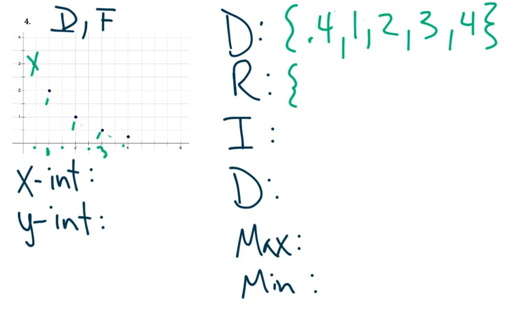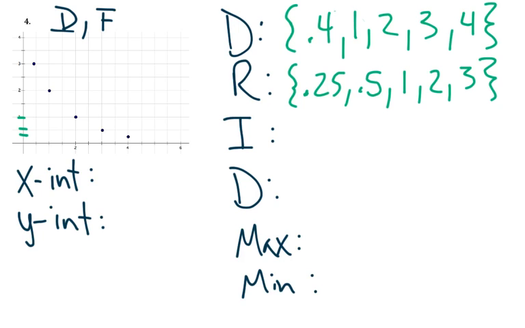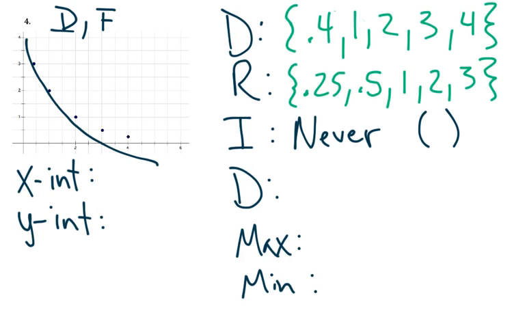Now our range. So once again, we're counting by 0.5s. So the lowest is probably 0.25, then 0.5, then 1. 0.25 because it's halfway between 0.5. 0.5, 1, 2, and 3. Okay. Now, is this ever increasing? Nope, it's going down. So never increasing, or we just put the empty set.